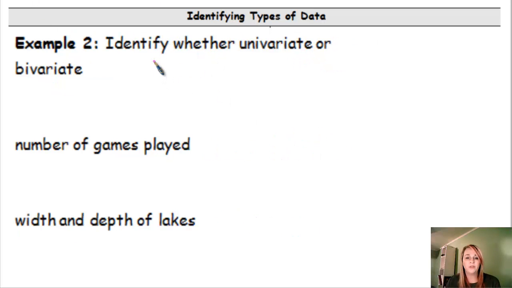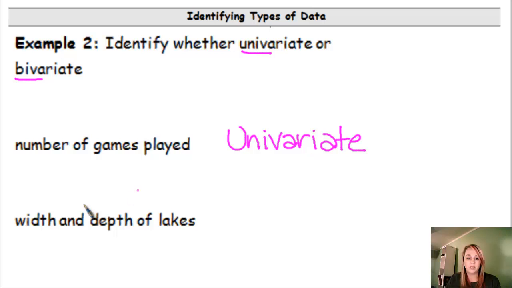Now identify whether this is univariate or bivariate data. The number of games played. Well, the only thing I'm measuring is the number of games, so this is univariate data. The width and depth of a lake, well, I'm measuring the width and the depth, so I have two things there, so that's bivariate data.